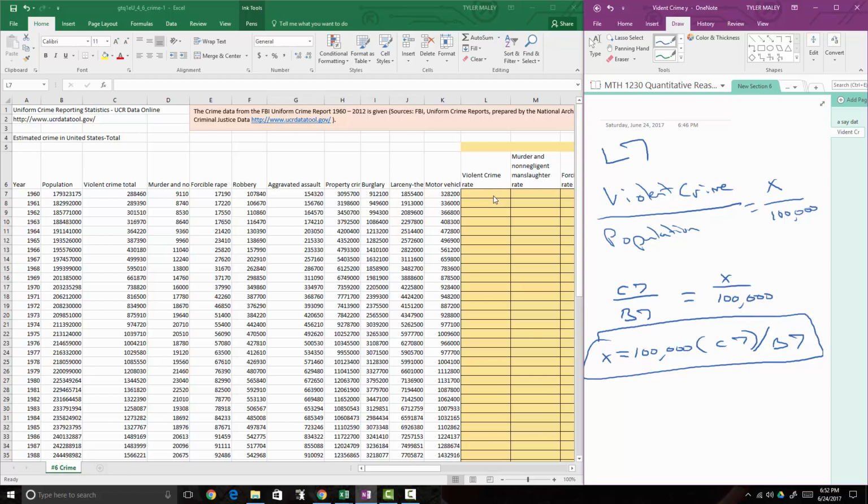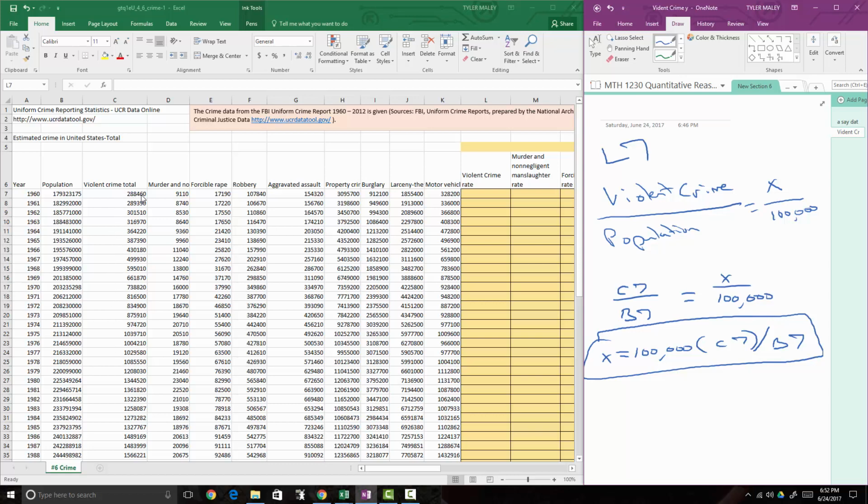But what we need to think about is pulling this down and also to the right, and whether there is anything that we need to lock in. The 100,000 number, I don't have to worry about. I just need to worry about C7 and B7. Do I want these to change or lock down? C7 is the violent crime total. When I pull down, I am going to want the row to change. I want that to change.